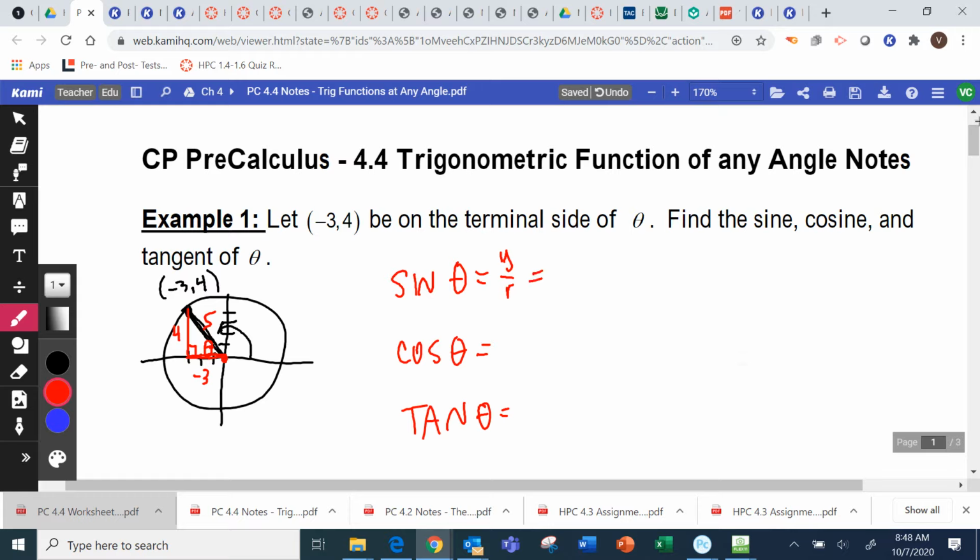And that would tell me my sine is 4/5. My cosine would be x over r, which would be -3/5. And my tangent is -4/3. I would not say 4 over -3. If you said 4 over -3, you'd miss some credit because we never leave a negative in the denominator. We always reduce. So -4/3.